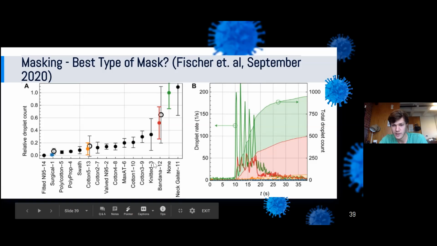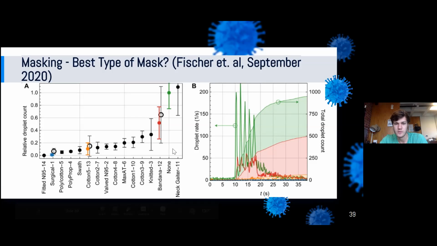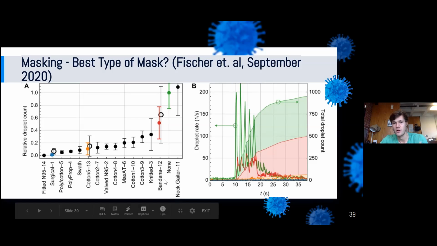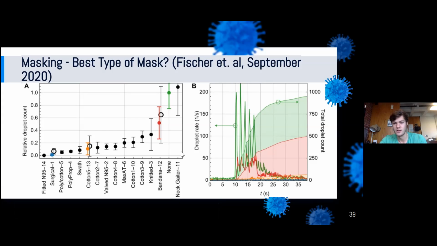And then on the right, you see those spikes for droplet rate are when someone's speaking. And so with the no mask, you can pretty clearly see like someone says a word, it spikes. And even in the bandana, you can still see the clear speech pattern. But then you get into the cotton mask in orange there, and then the surgical mask is in blue. You can almost not even see it because of how good it is at keeping the droplet count and droplet rate down. But yeah, I just thought it was interesting to compare the different types of masks.